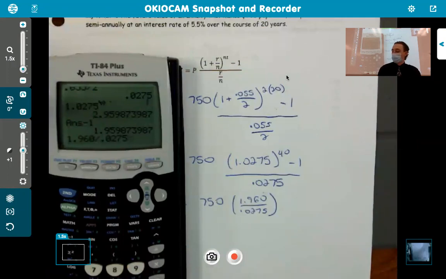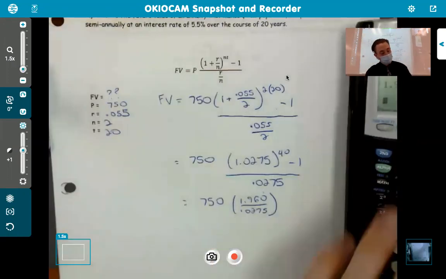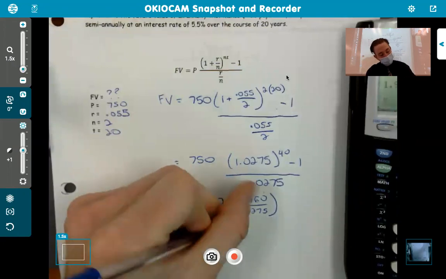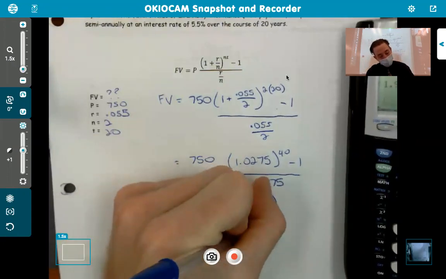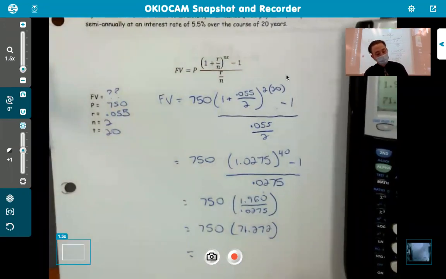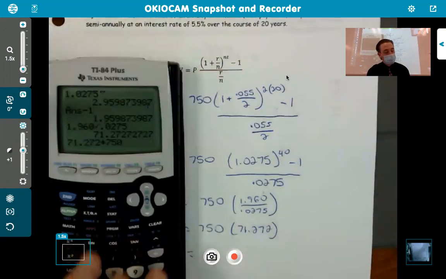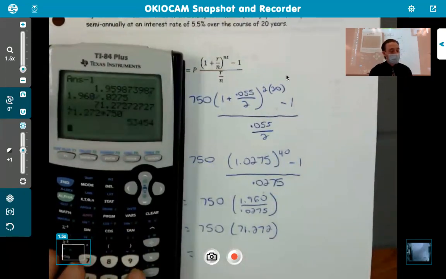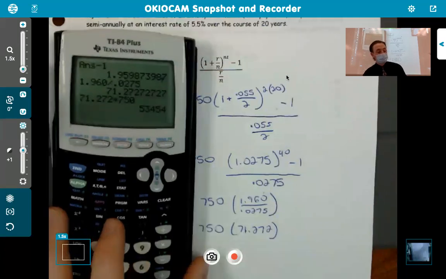Anybody have a value for that? 71.27. So 750 times 71.272. We'll just go to the thousandths to be consistent. And when I multiply those numbers together, so 71.272 times 750, I get $53,454.